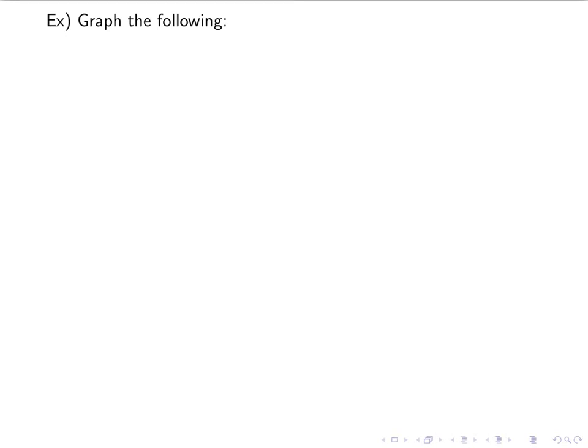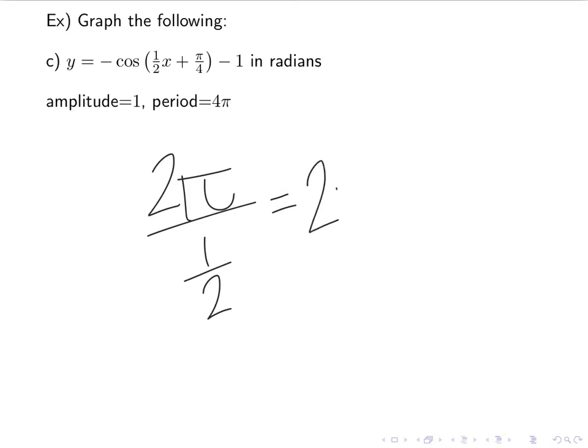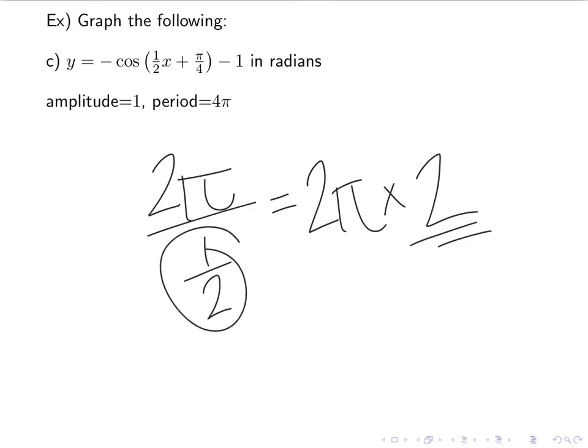Okay, so let's try another one. This one's going to have both shifts here. So we start, as always, with the amplitude and the period. Our amplitude is 1. Our period is going to be 4 pi, so it's in radians. So we want 2 pi divided by b, which is a half. Dividing by a fraction is multiplying by the reciprocal. The reciprocal of a half is 2. So 2 pi times 2 gives me the period of 4 pi.